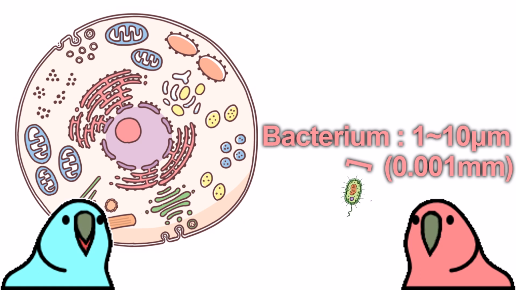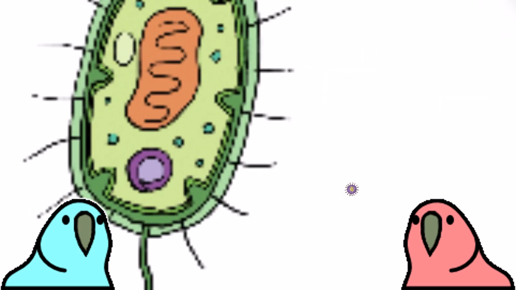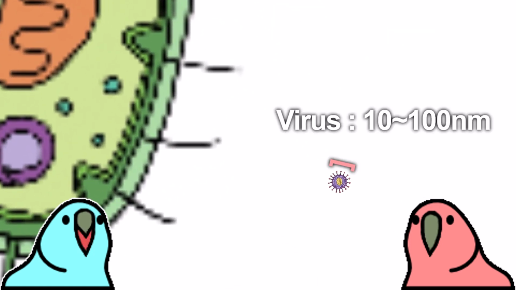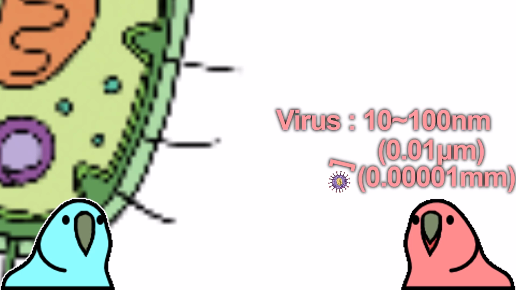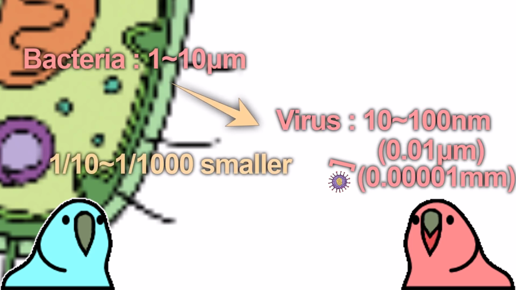Huh? I wonder how big viruses are. Oh, look! There's a virus in the picture too. Wait, where? Right here. It's so tiny. I thought it was just dirt. The size of a typical virus ranges from 10 to 100 nanometers, which is about 1/10 to 1,000th the size of bacteria. So viruses are much smaller than bacteria.